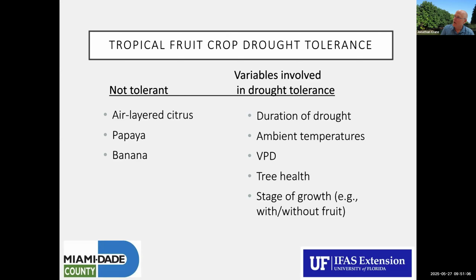Some of the variables involved, just like in flooding stress, but this is drought stress, are: how long is the drought? How hot is it? How dry is it? What is the tree's health? And what stage of growth does the drought occur? Does it occur during the winter when the trees generally are not growing and would be more tolerant? Or is it happening when the tree is loaded with fruit, which is a big problem for the tree and also for the fruit production?